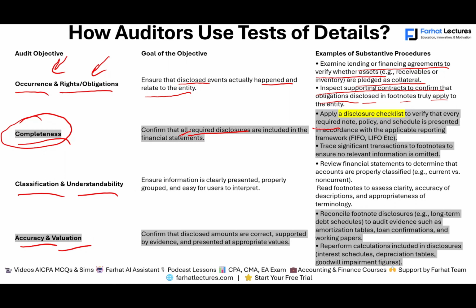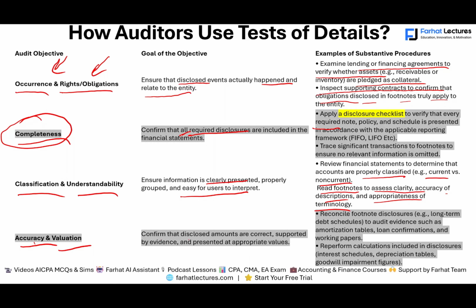We want to make sure that the information that we present is clearly presented, easy to read, easy for the user to interpret. Here we would review the financial statement to determine that accounts are properly classified, current versus long term. Read the footnote to assess clarity, accuracy, description, and the appropriateness of terminology. Now also for this, most companies will have a boilerplate template, and you just have to change the figures that apply to you. So usually you don't make up your own wording. Those will be provided to you in the form of a template.